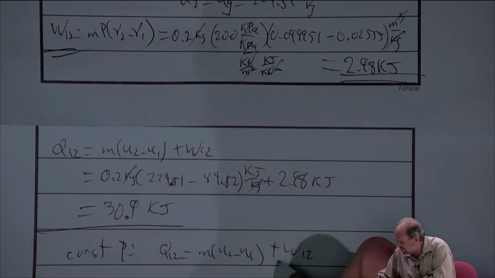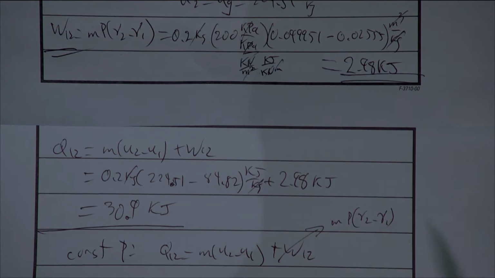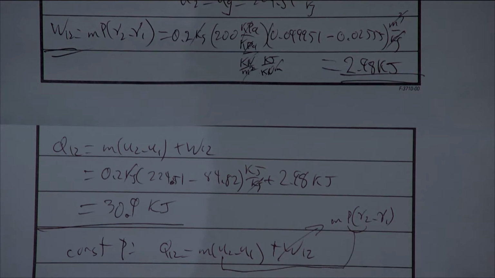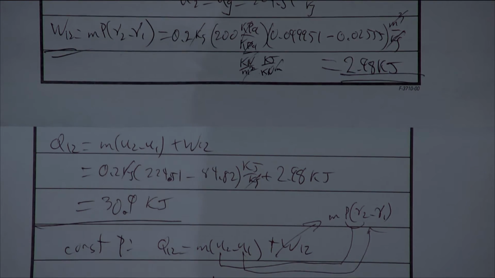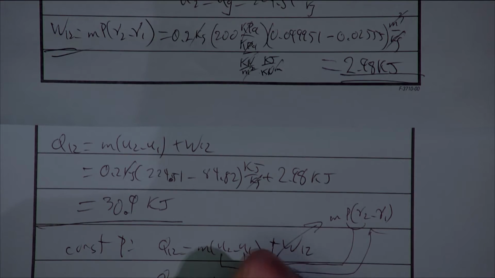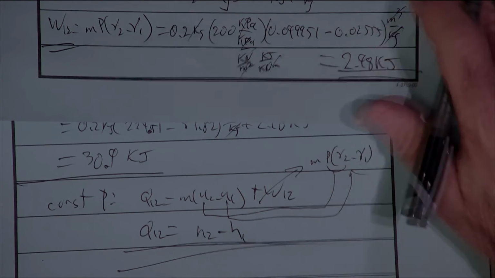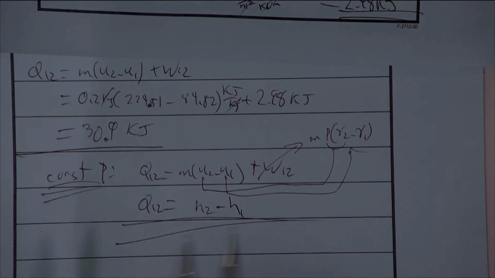However, the boundary work is mass times pressure times change in specific volume. We remember that U2 plus P2V2 is H2, and U1 plus P1V1 is H1. So it turns out that if we wanted to, we could just as easily have found the total heat transfer for a constant pressure process only, and this is a constant pressure process, right? But we could have found it just as easily by finding H2 and H1.